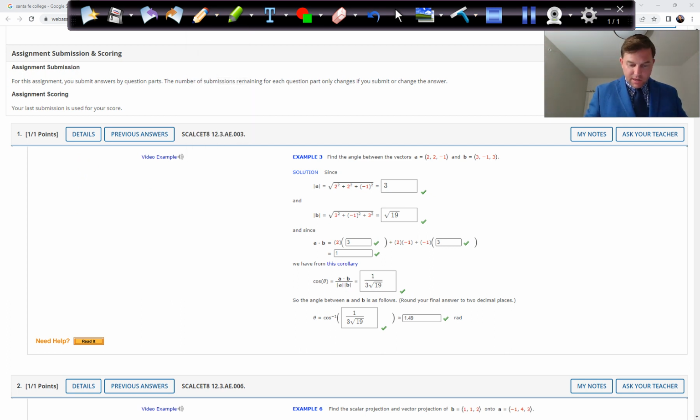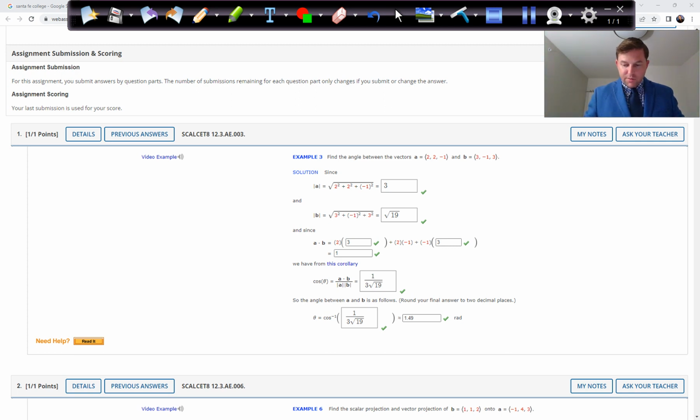So the first thing they're going to have us find is the magnitude of each vector. The magnitude of each vector is the components squared, so 2 squared, minus 1 squared for A, and then you take a square root of that. So it's like the Pythagorean theorem. You square the components, add them up, and take a square root. For B, it's 3 squared, minus 1 squared, and 3 squared again in 3 dimensions. And so you'll get 3 and square root of 19 when you do this.